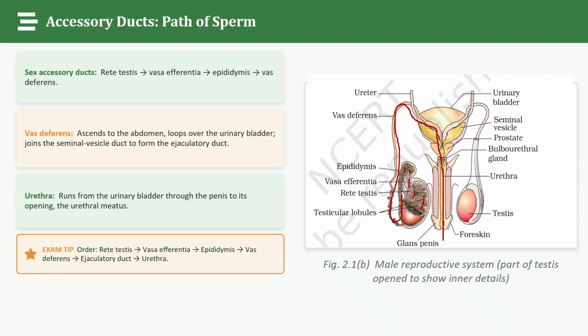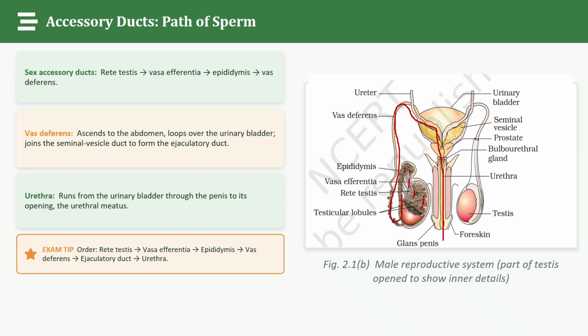So the journey of sperm we are going to see. After formation, the sperm travels through the following pathway. From the seminiferous tubules, it goes to the rete testis. From there to the vasa efferentia. From there to the epididymis. From there to the vas deferens. And then the ejaculatory duct, and at last through the urethra.